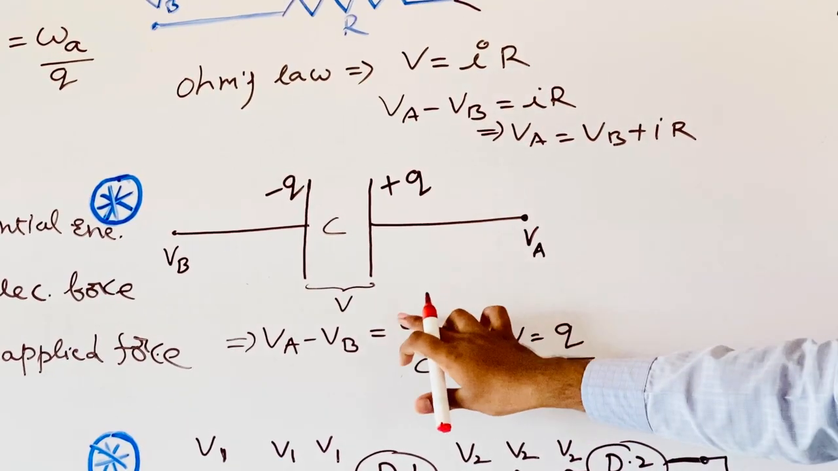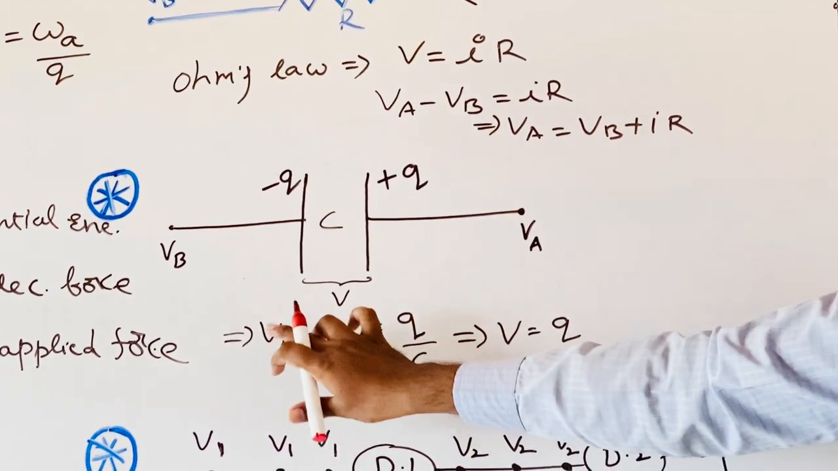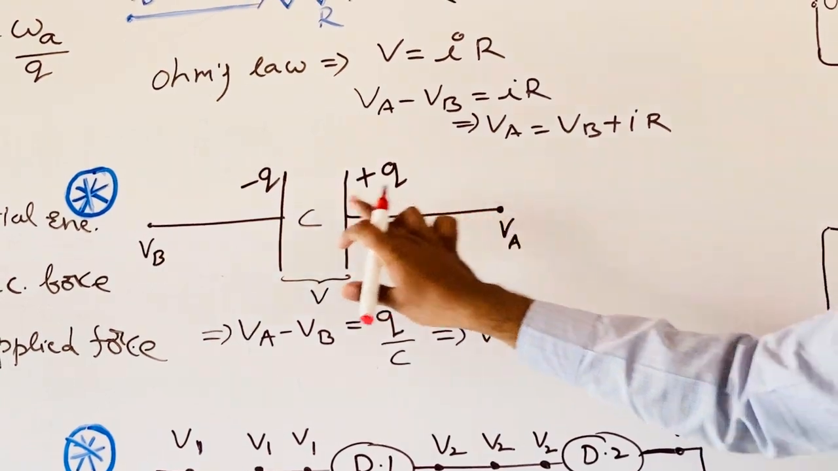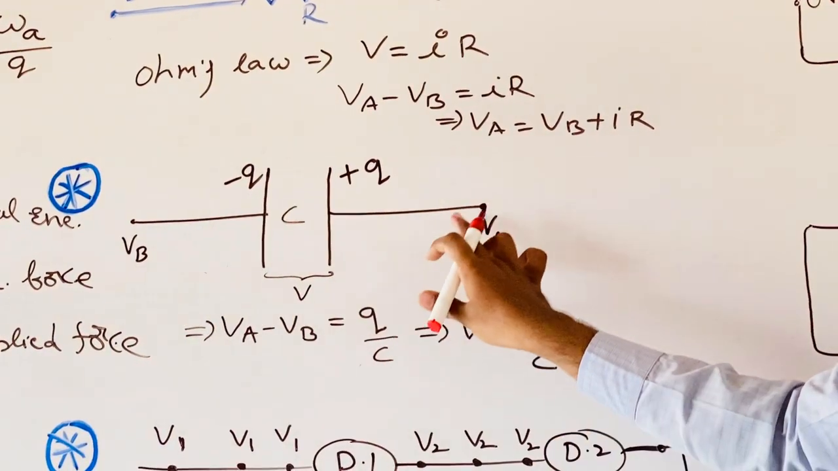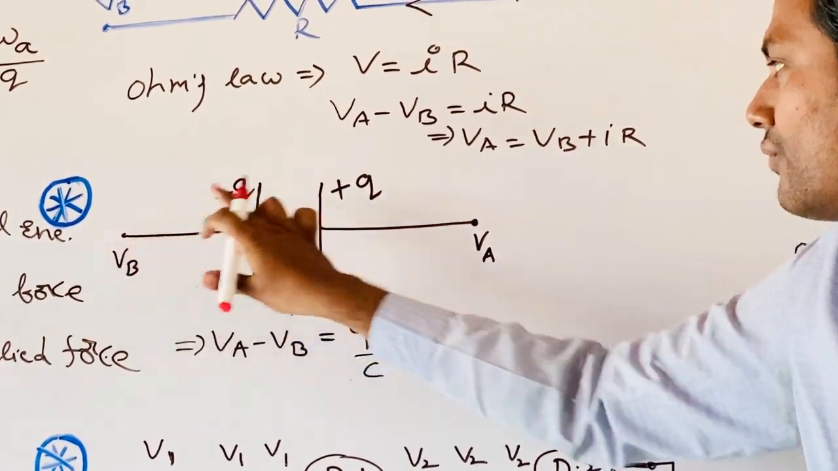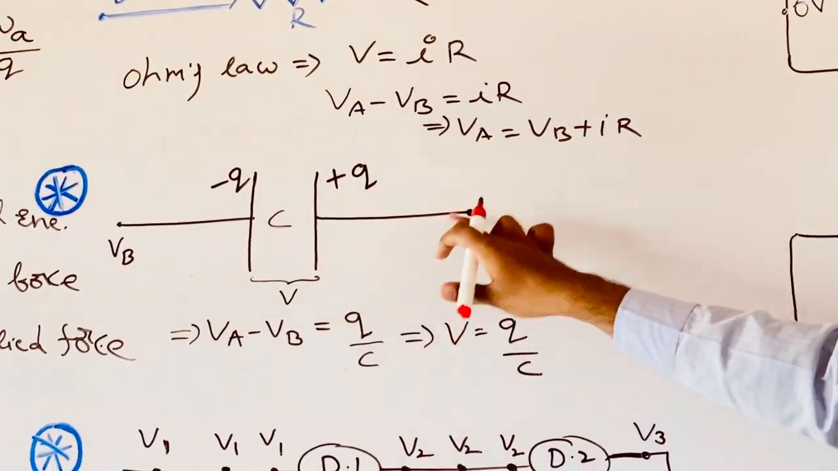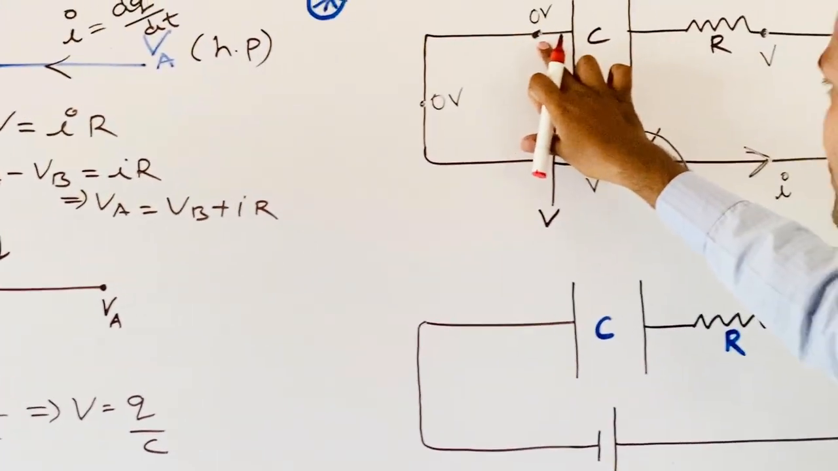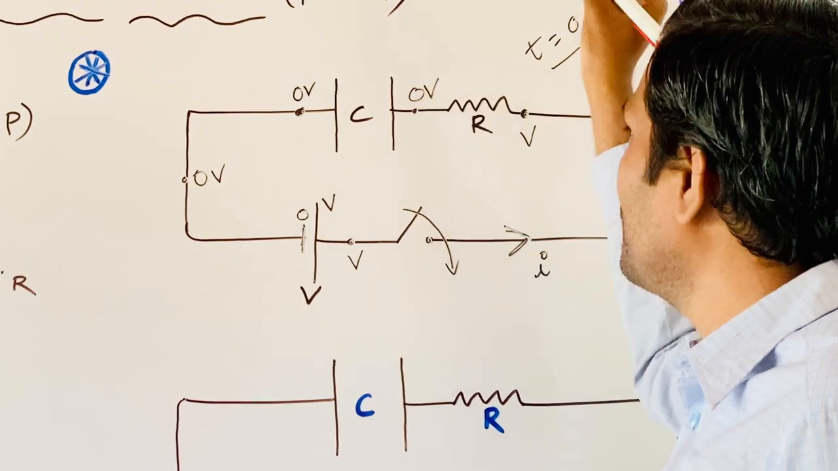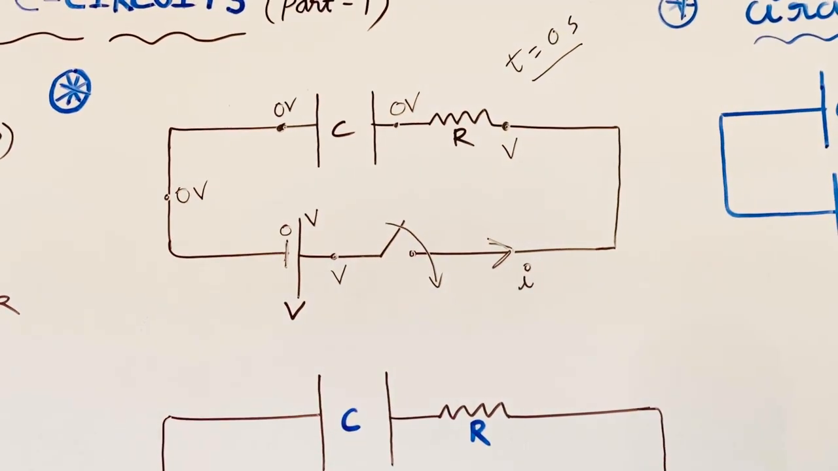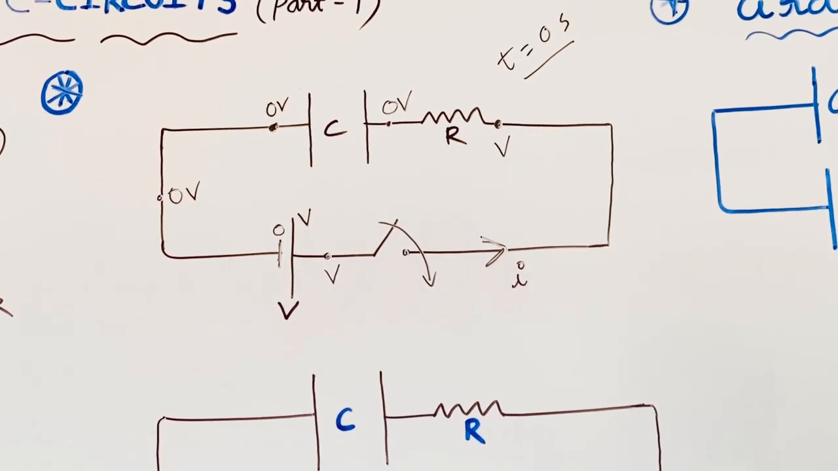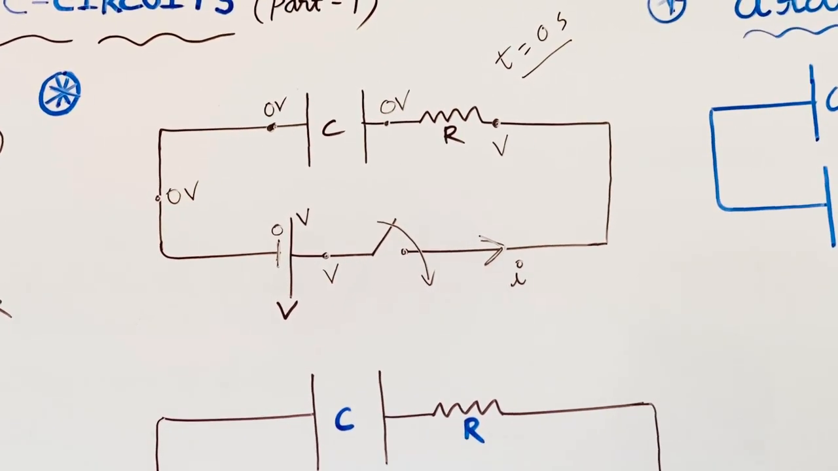If Q is equal to 0, V is equal to 0, nothing but VA is equal to VB. On both sides of the capacitor, we have the same potential. Suppose VB I am taking 0, VA is also 0. That's why here you are seeing 0 volt, here also the same, no? 0 volt. Okay, this is the situation that happens to the capacitor immediately after closing the switch.